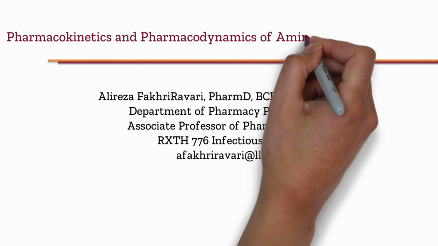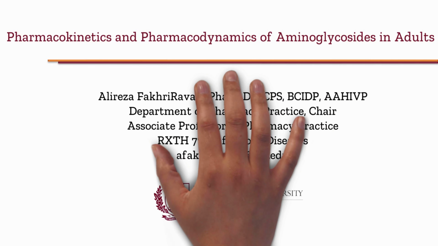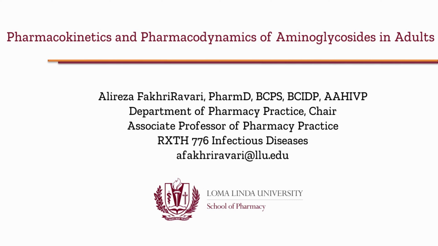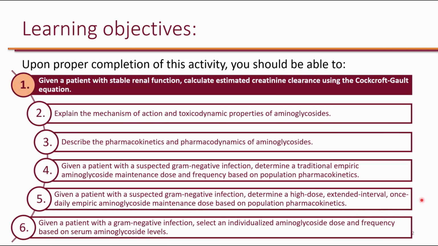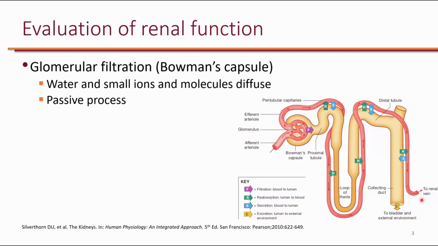I'm Dr. Fakir Robari, and this is Pharmacokinetics and Pharmacodynamics of aminoglycosides in adults. Our first learning objective is, given a patient with stable renal function, calculate estimated creatinine clearance using the Cockcroft-Gault equation. Because aminoglycosides are almost exclusively cleared renally, it is important to be able to assess renal function.